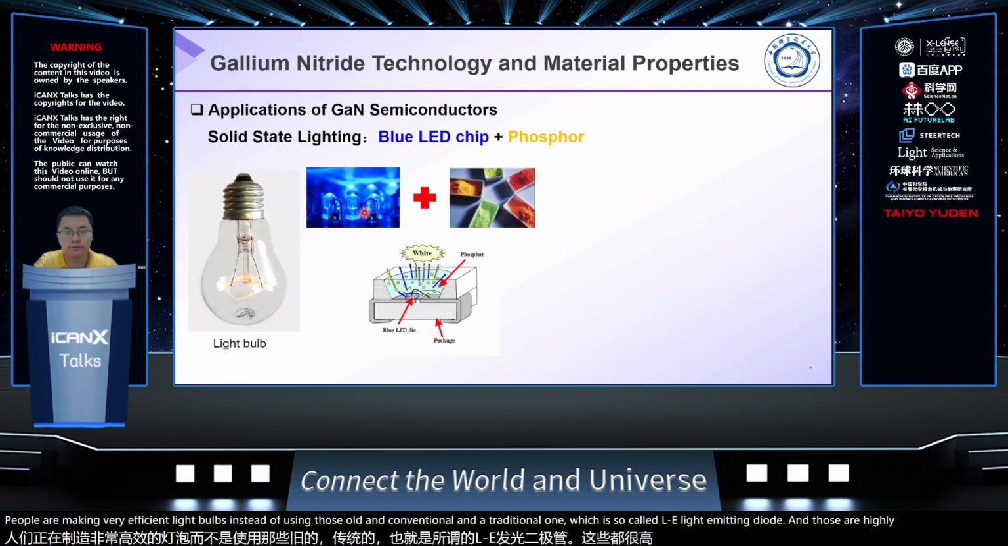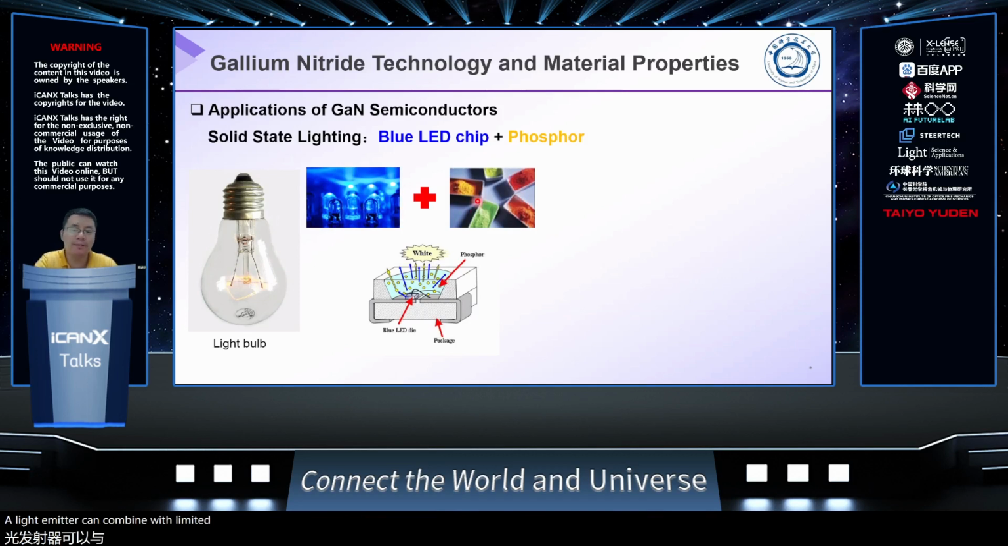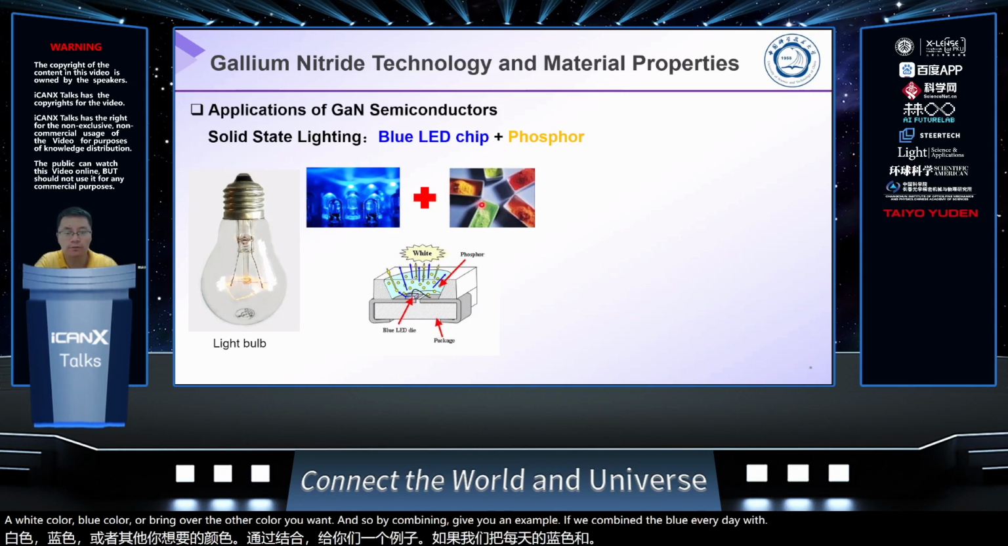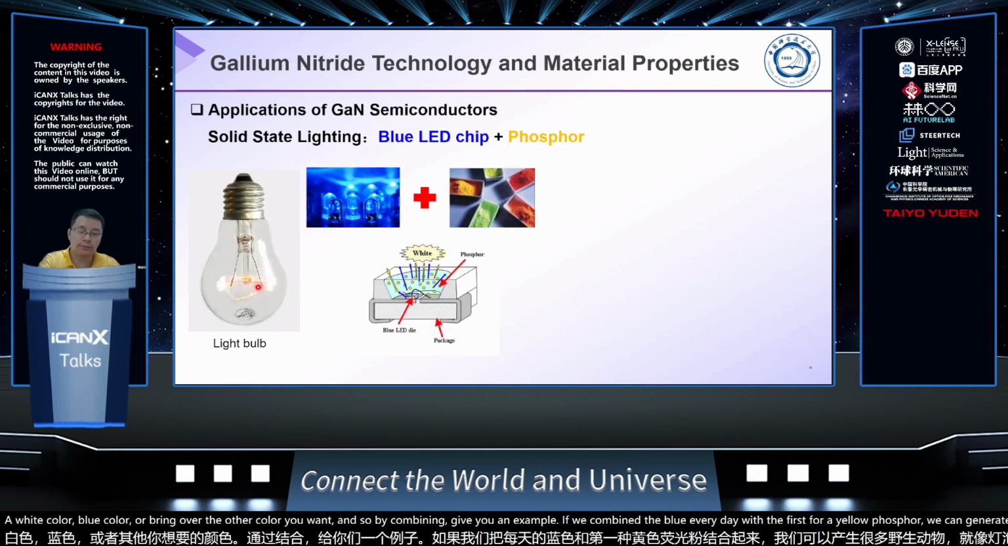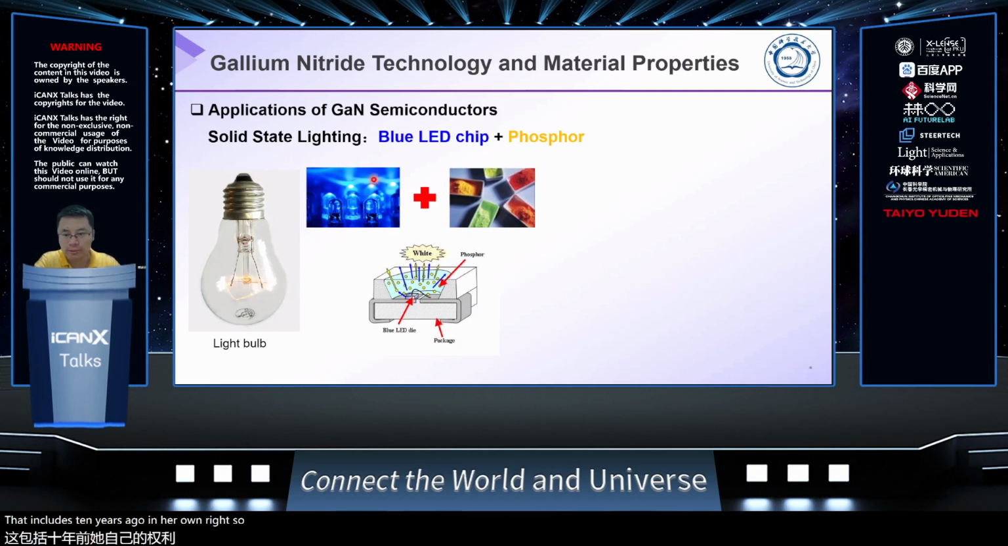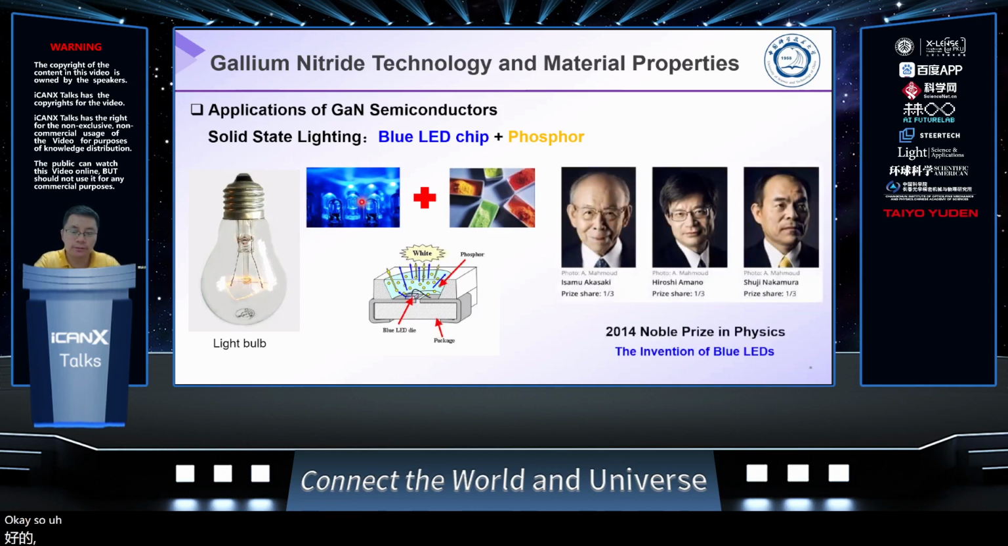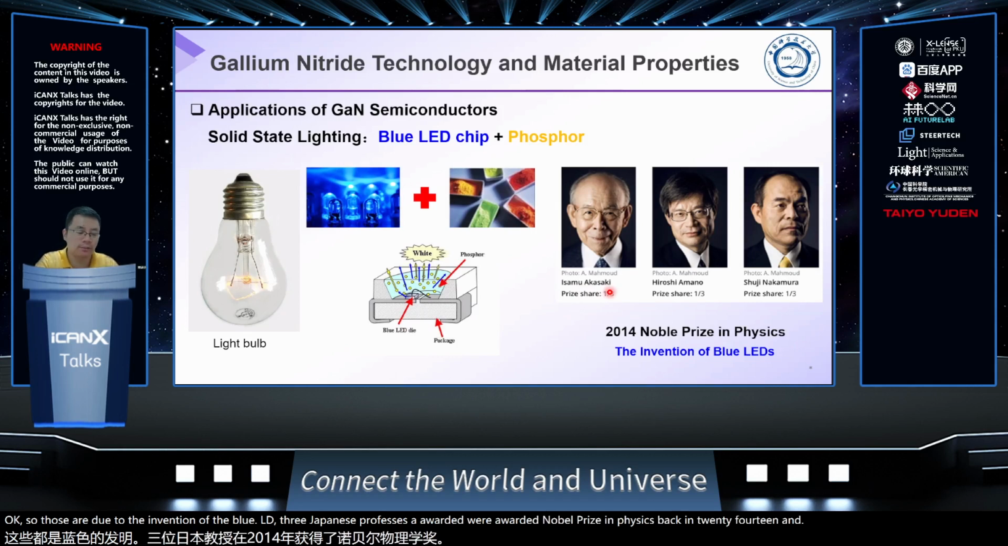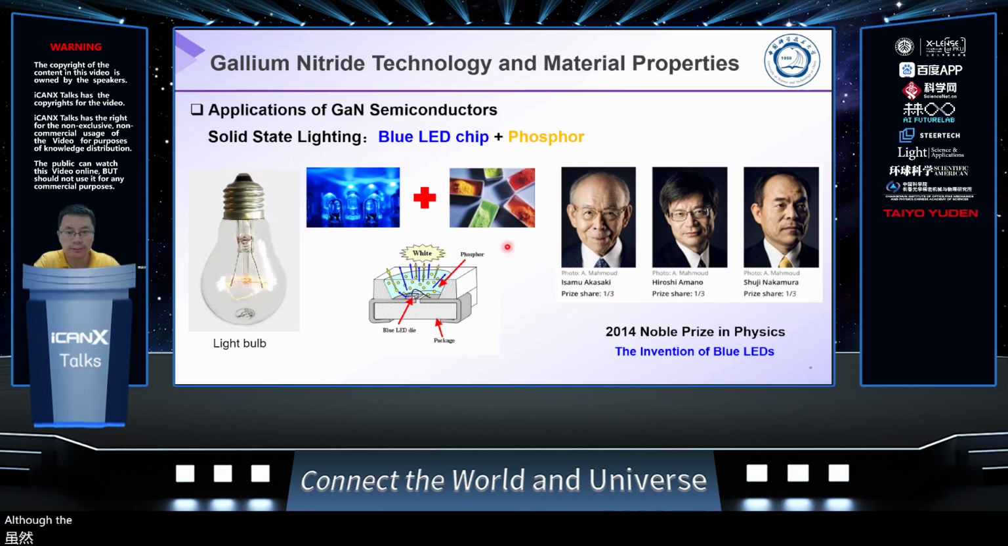Those are highly efficient light emitters, which can be combined with many colors of phosphors to convert the light into white, blue, green, or whatever color you want. For example, if we combine a blue LED with a yellow phosphor, we can generate white light, the same as the light bulbs we normally bought 10 years ago or even older. Those blue LEDs are made of so-called gallium nitride. Due to the invention of the blue LED, 3 Japanese professors were awarded the Nobel Prize in Physics in 2014 for the invention of those efficient light emitting devices.